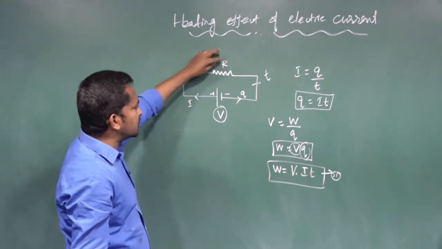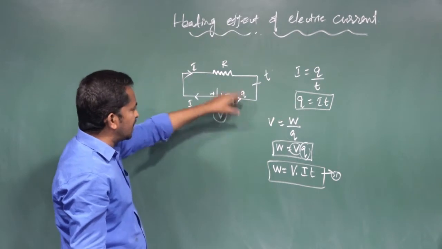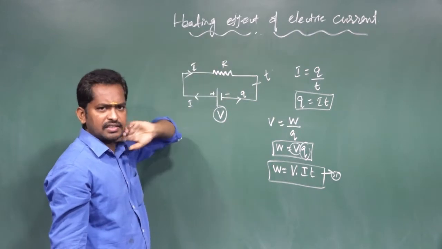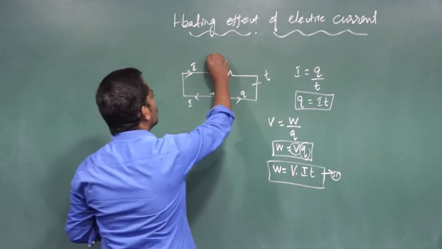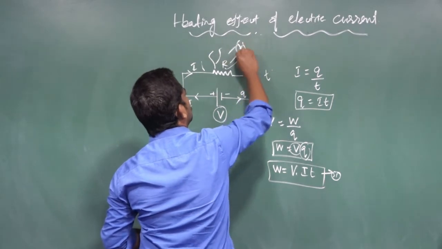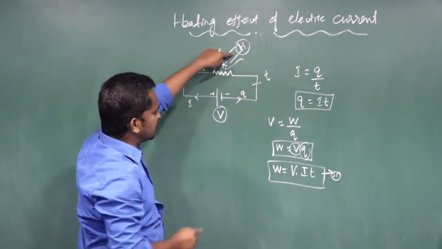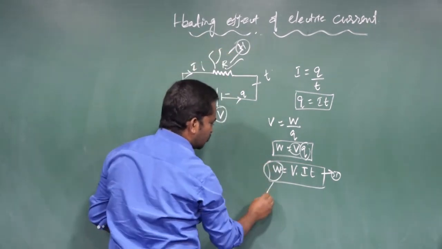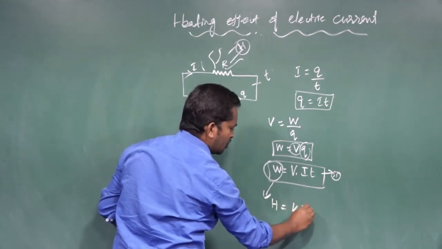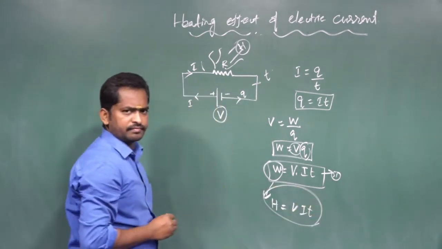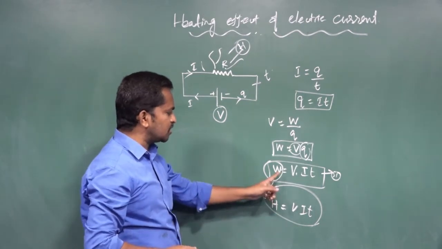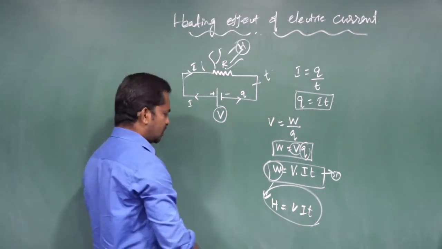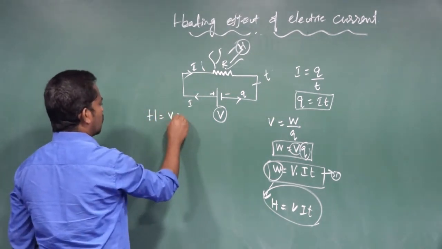So where does this heat come from? It is the loss of energy of the flowing charges. The loss of energy is converted into heat energy. So here electric energy is converted to heat energy H. The work done by the charges is converted to heat. H is equal to V I T. This is the basic equation. So heat energy H is equal to V I T.